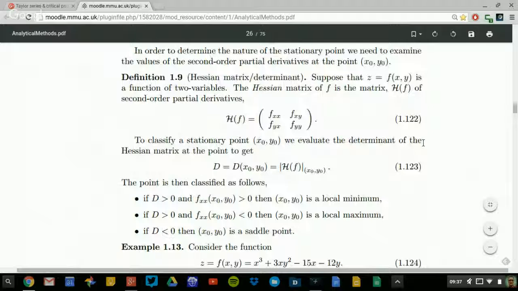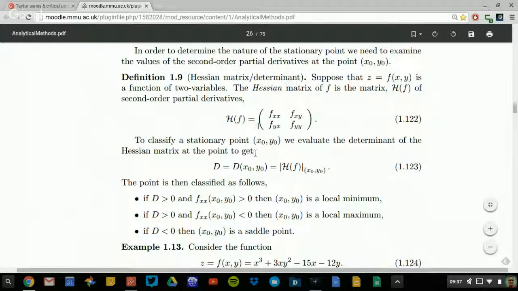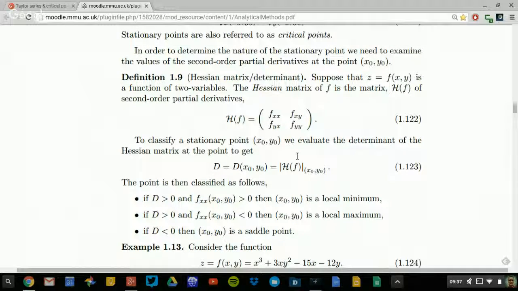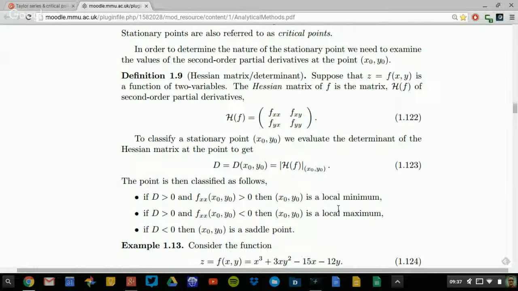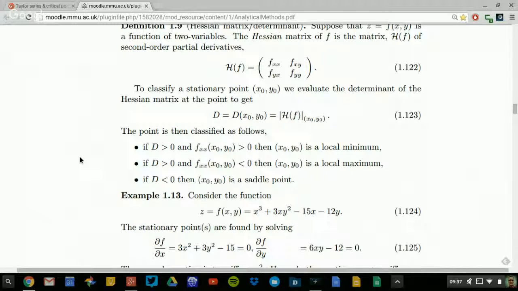Okay. So once you have the stationary points x0, y0, you evaluate this determinant. So this determinant is this mixture of second order partial derivatives, and then you check the value of that Hessian determinant at the stationary point. If the Hessian determinant comes out negative, then the critical point is a saddle point.